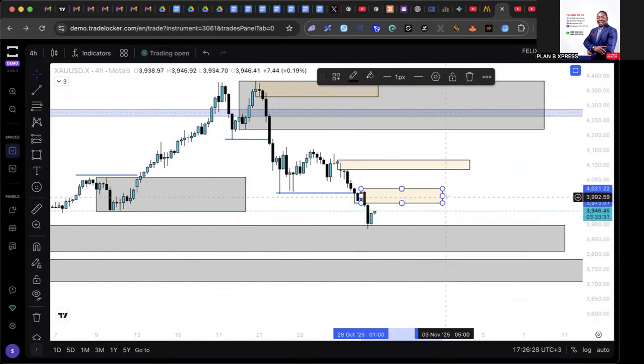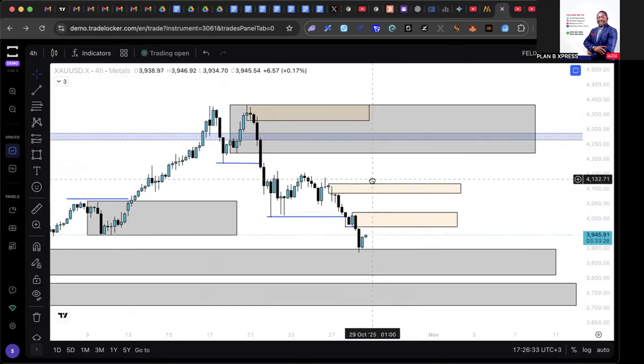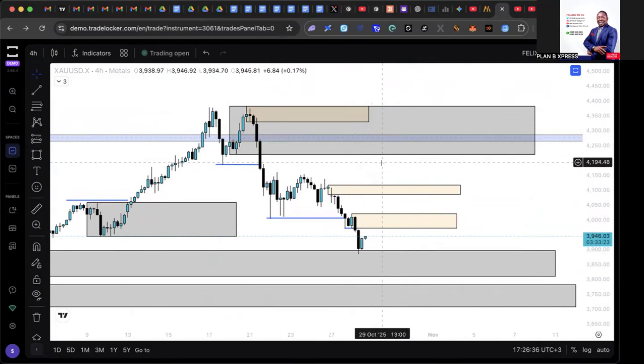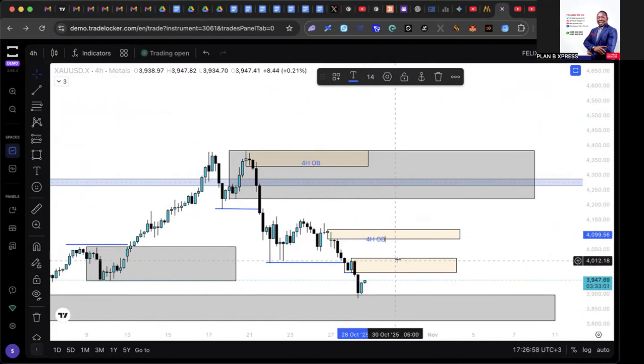So all of this overall, even this as a daily, they are all, so I can label them. So let me just label them quickly. So this is 4H OB. All right, 4H OB. Okay, 4H OB, another 4H OB, 4H OB. That's order block. 4H OB. So I can just copy it.